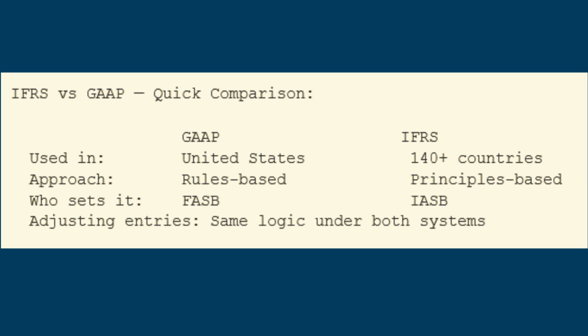IFRS stands for International Financial Reporting Standards. It is used in over 140 countries worldwide, including the UK, Australia, Canada, and most of Europe. It is more principles-based, giving broader guidance and leaving more room for professional judgment.